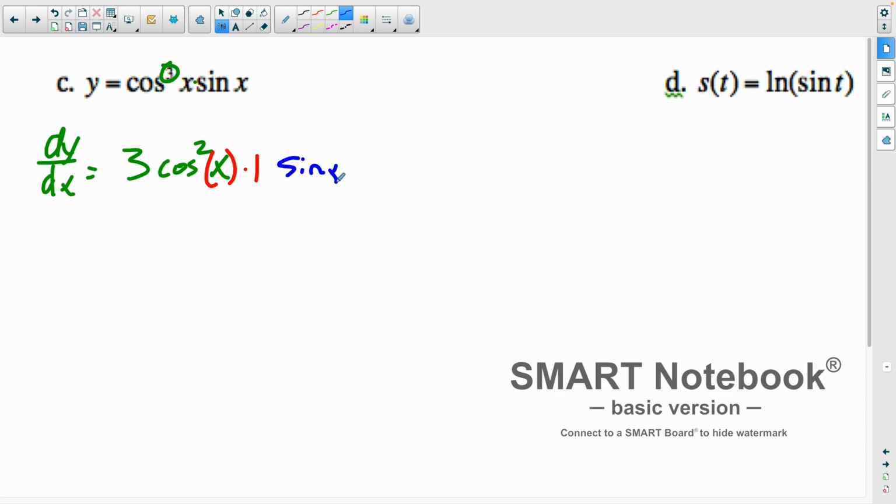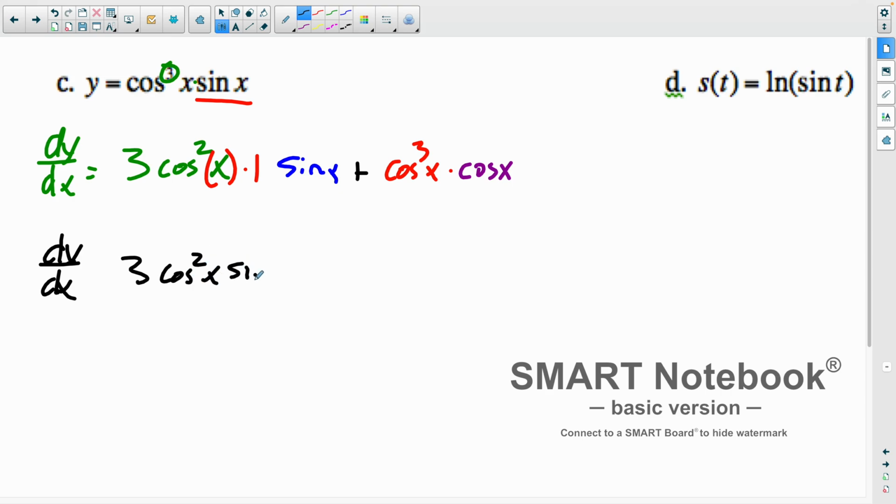So derivative of the first times the second, plus the first, which would be cosine cubed x, times the derivative of the second. Derivative of sine is cosine. So if I were to put all this together, kind of simplify this as I'm going, I have 3 cosine squared x sine x, and I have cosine to the 4th x, because I have 4 of those there.